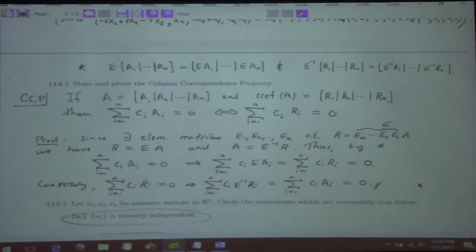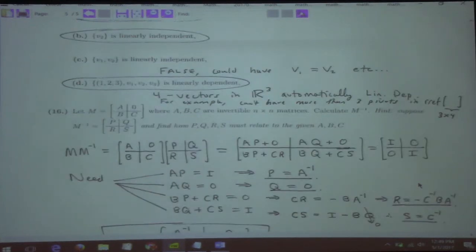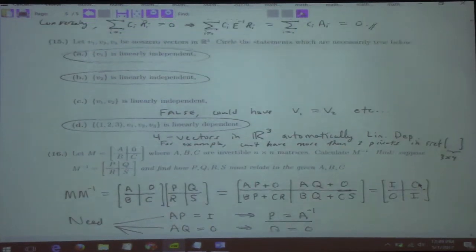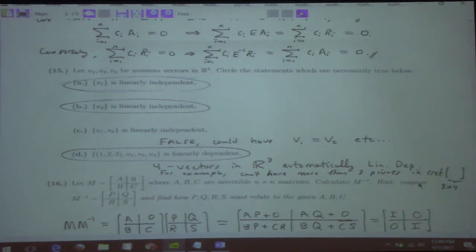State and prove the column correspondence property, something that would be good if you could do, but I wonder if you could. And true-false questions about linear independence and spanning are very telling to me, whether or not you've actually understood the basic conceptual core of this class. Don't count these questions out.